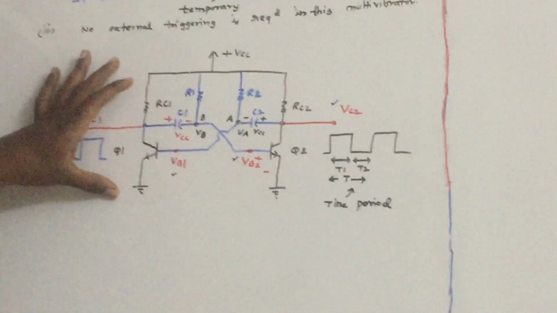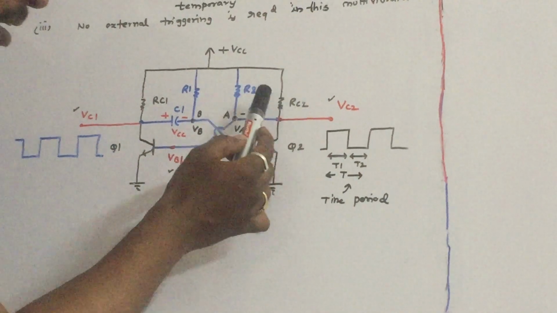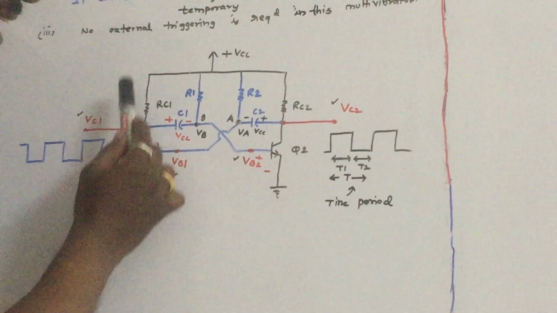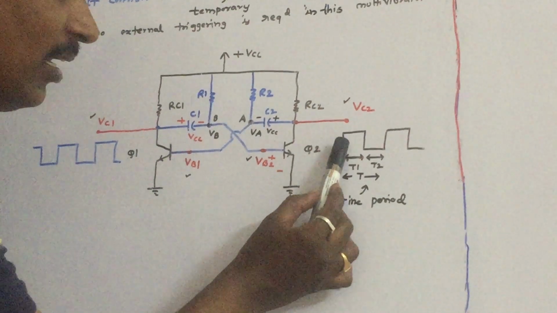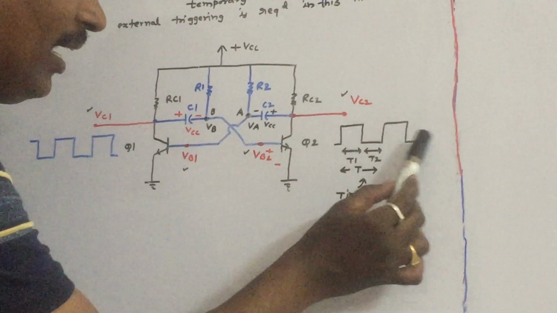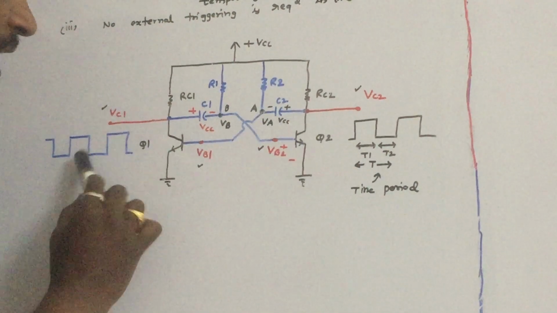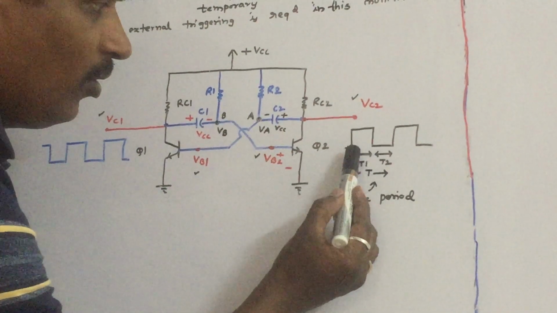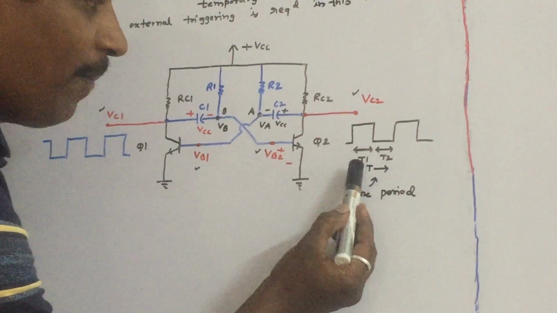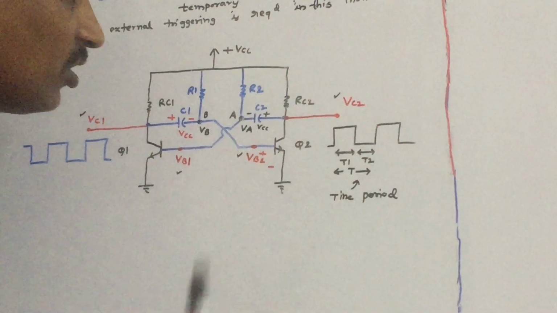So in the previous sessions we have discussed the operation of the collector coupled astable multivibrator, which is mainly used to generate a square wave. You can find the square wave at the collector of Q2 or at the collector of Q1. These two outputs are always complementary to each other. In this session we will derive the period of oscillations, that is capital T is equal to T1 plus T2. So what is the period of oscillations of this square wave?